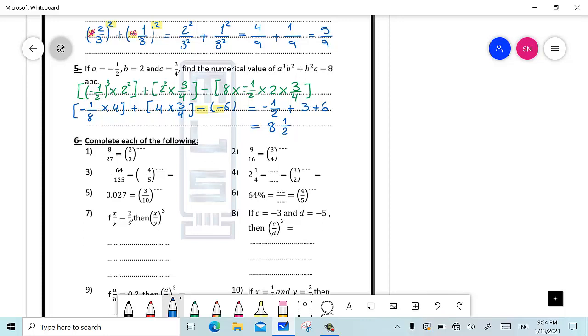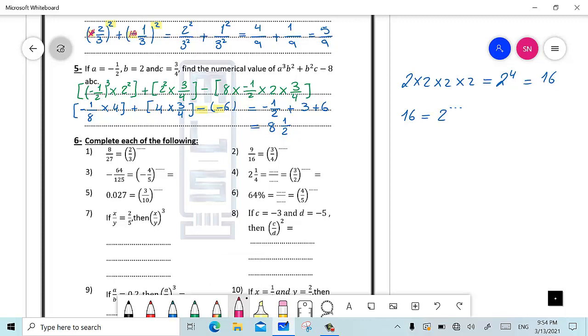Hope it's clear now, and let's go now for question number 6, and I need your attention here, please. We know that 2 times 2 times 2 times 2, which is 2 to the power of 4, is equal to 16. What if he gives me 16, and I want to find it's 2 to the power of what? How can I find it?